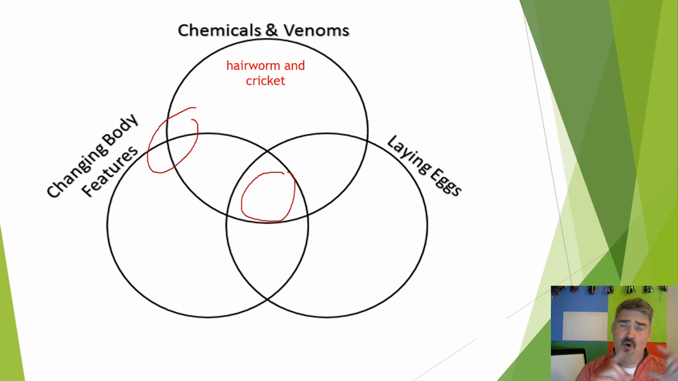Make sure that you go ahead and put that hairworm and cricket in the section of chemicals and venoms. Remember, we said that the hairworm affects the chemical makeup of the cricket to make it change its behavior.